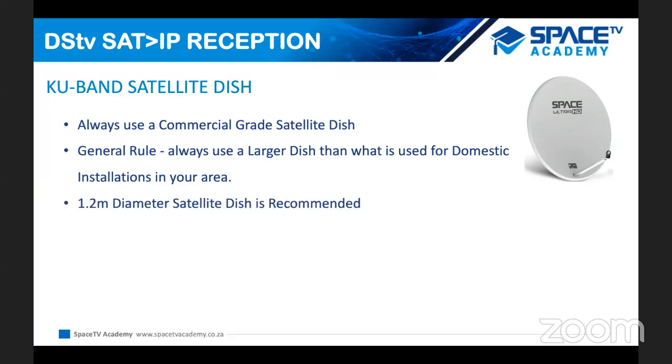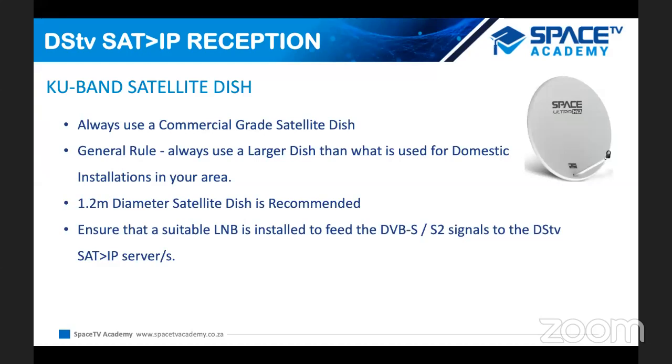As I said, the 1.2 meter dish is recommended. It just gives you a better quality of signal at the starting point. It also minimizes issues like rain fade, etc., ensuring that the viewers on this commercial system have the best possible service.